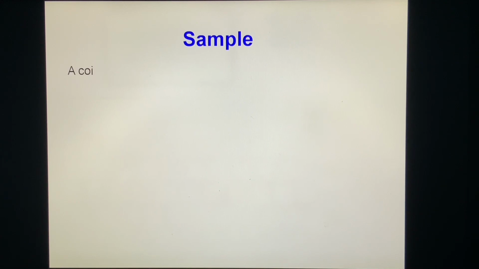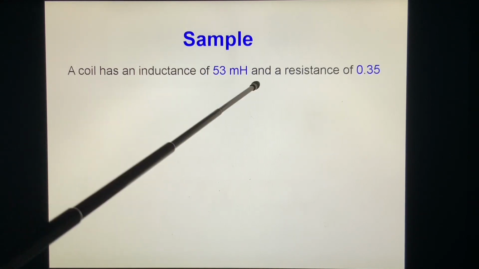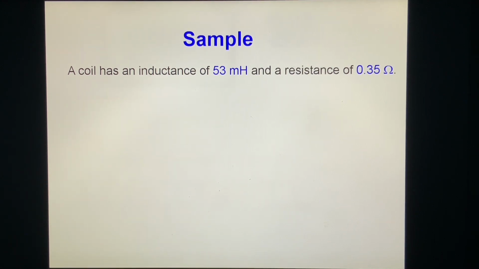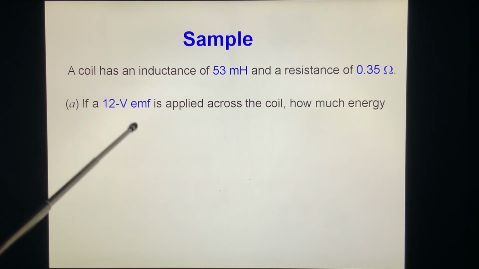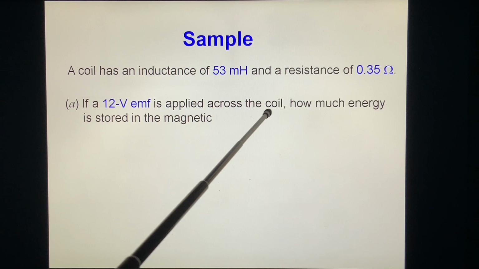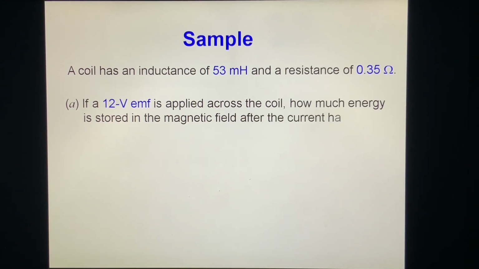Sample: A coil has an inductance of 33 millihenry and a resistance of 0.35 ohm. Question A. If a 12-volt electromotive force is applied across the coil, how much energy is stored in the magnetic field after the current has built up to its equilibrium value? Now, this is the answer.